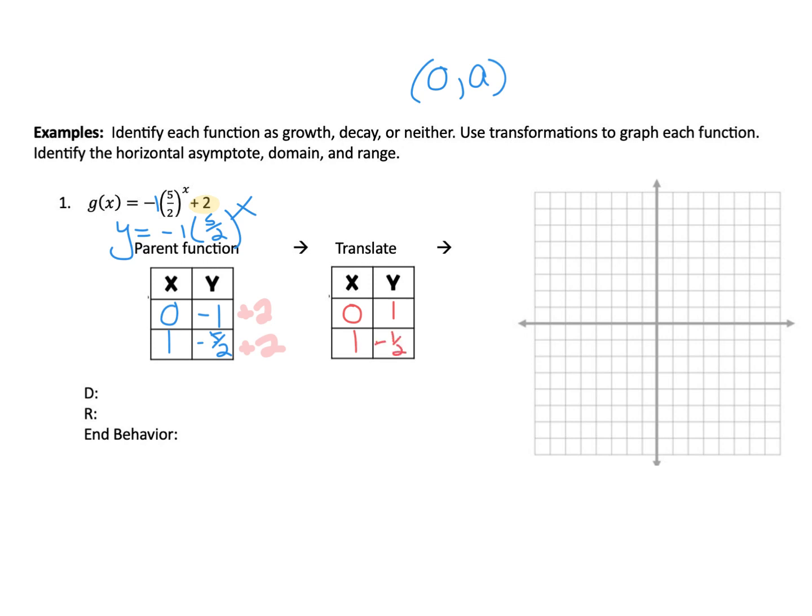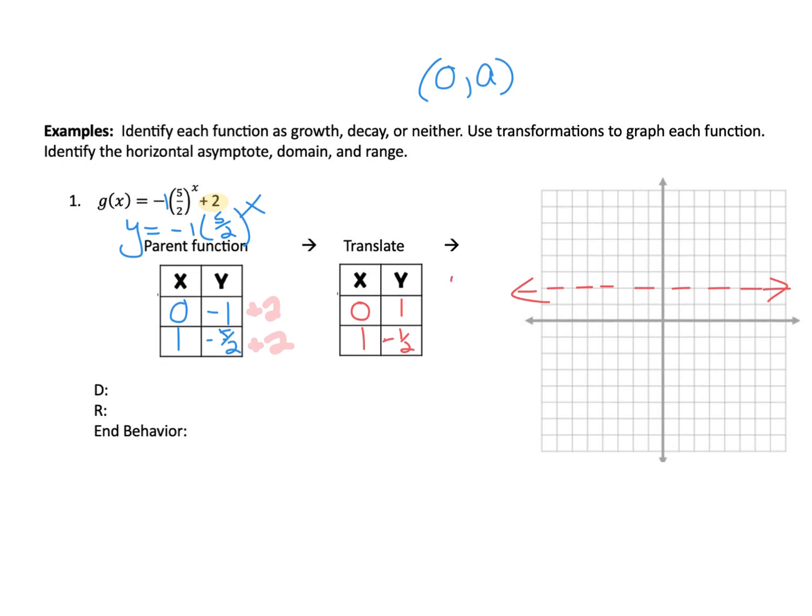All right, I'm going to do my horizontal asymptote. It's going to be shifted up 2 units. So now it's at y equals 2. I'm going to identify that because I am told in the directions to identify my horizontal asymptote, and I'm going to graph my points. So 0, 1, and 1, -1/2.